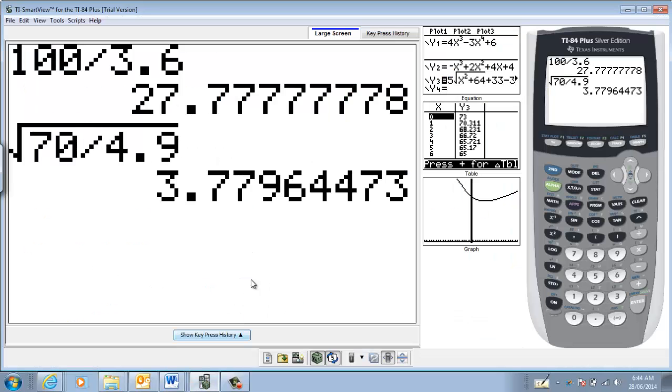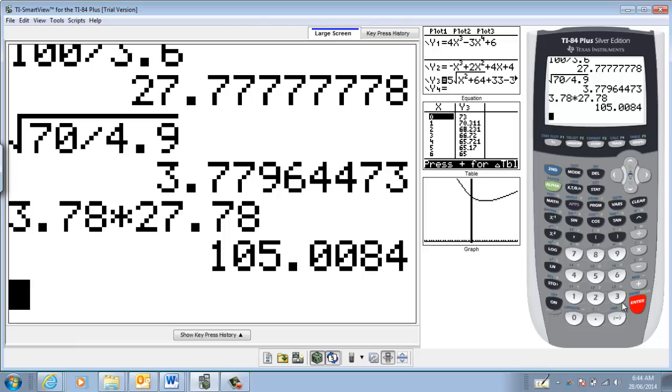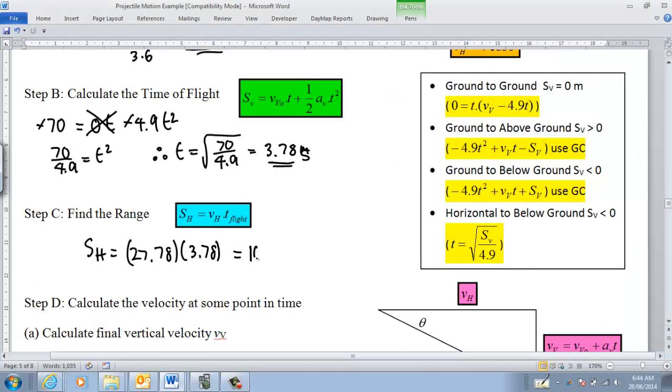3.78 times 27.78, that's 105 meters. Okay, 105 meters. Fair way.